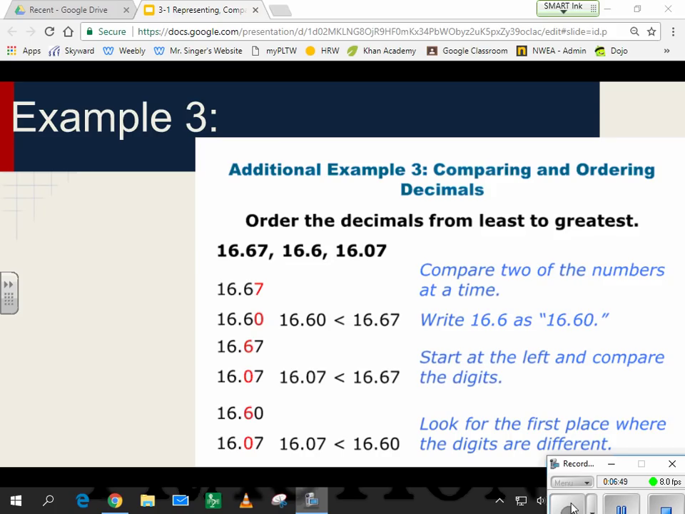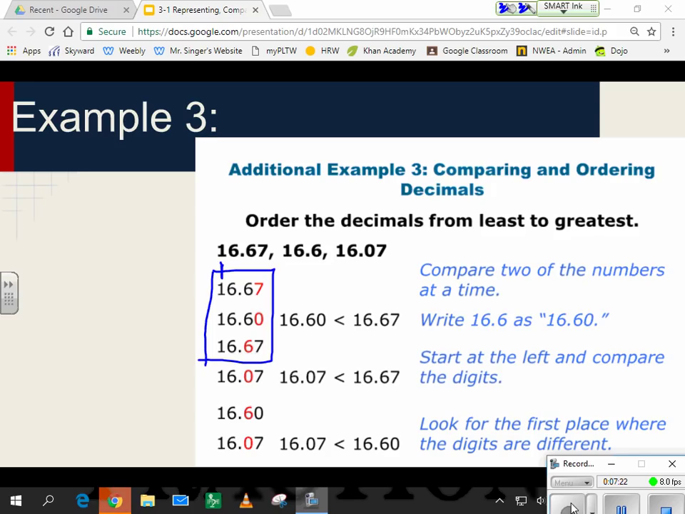All right, you're going to see here that we're going to deal with comparing and ordering decimals. So I have 3 decimal numbers listed, 16 and 67 hundredths, 16 and 6 tenths, and 16 and 7 hundredths. Now if I had to order these from least to greatest, the best thing to do for comparing them is to list them by stacking them. So you can see here, this is the most important thing I want you to see when comparing and ordering fractions. I made sure that all the place values lined up.